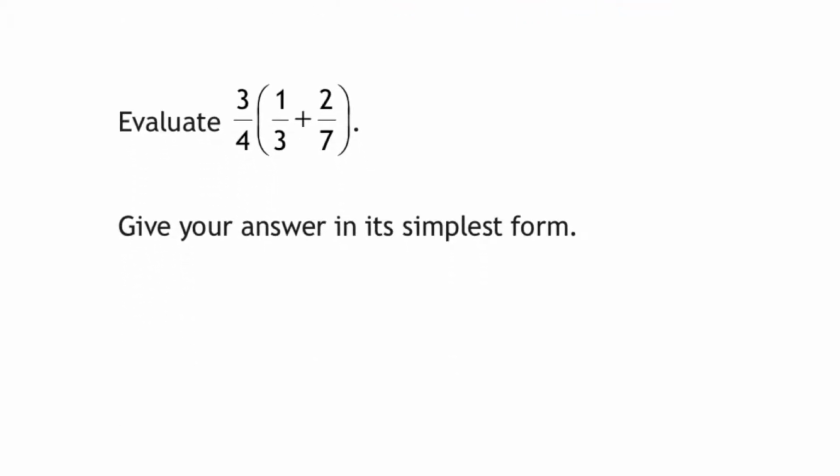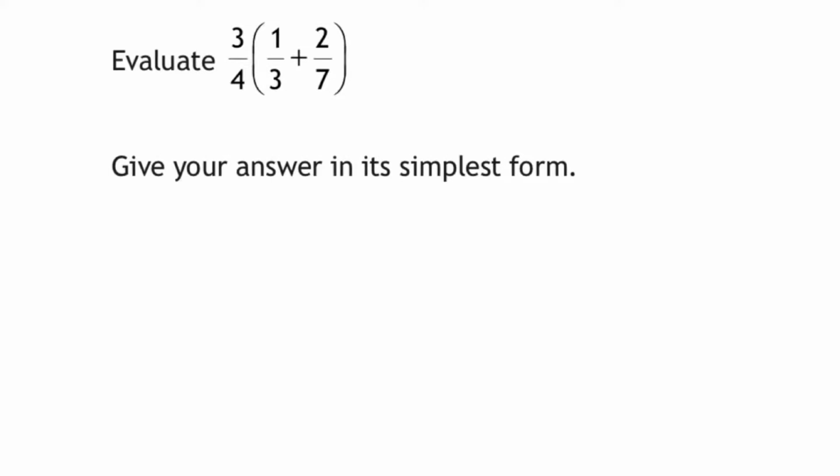So the next one, get rid of that dot again. Now, here we've got 2 steps. So we need to work out what's in the bracket first and then multiply by 3/4. Okay, so that's what we're going to start with. We'll do the 1/3, add 2 7ths. So common denominator here would be 21.